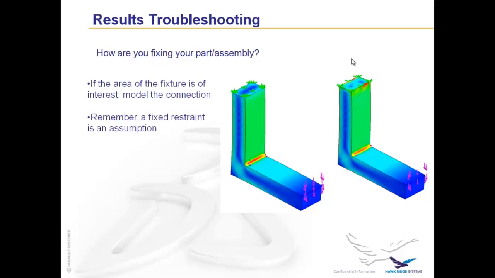Now, if you are actually interested in the area where you're adding an artificial fixture, you're going to get some weird numbers. I wouldn't say weird, but you're going to get some high stress numbers right where the fixture is. And so if your area of interest is that area, what I would suggest is actually model that connection rather than just putting a fixed restraint on it. Just model it if you're interested in that area. If it's something where, in this case, let's say we don't care about where the fixture is, we care about that fillet down at the bottom, it's not going to make a big difference if you use a fixture or actually model that connection.